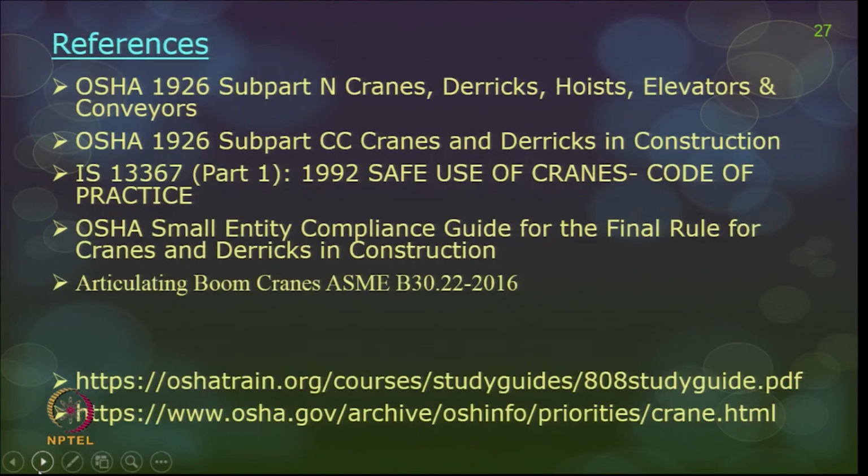OSHA 1926 Subpart N, cranes, derricks, hoists, elevators and conveyors, and Subpart CC, cranes and derricks in construction, IS code 13367 Part 1 1992 on safe use of cranes, code of practice, and also the other OSHA training manuals and documents.